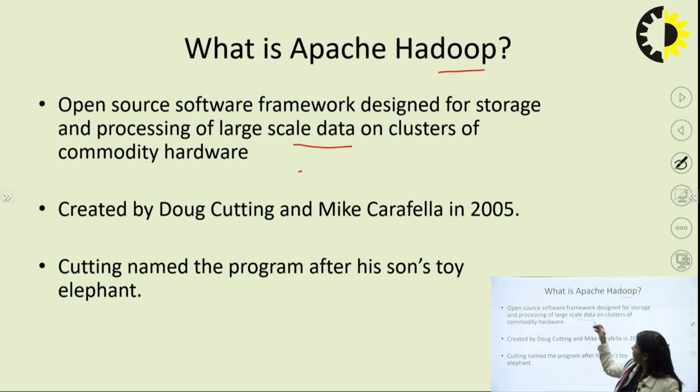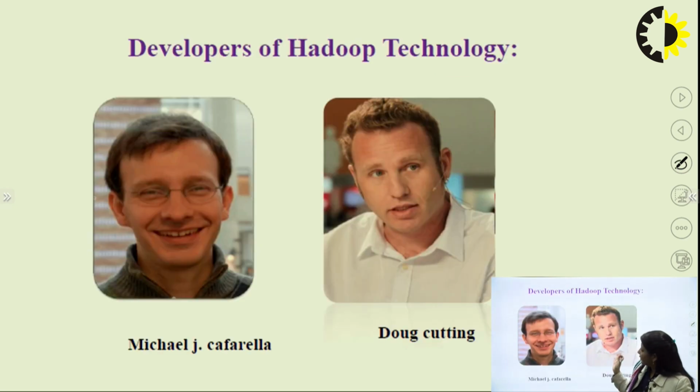So this is about Apache Hadoop, created by Doug Cutting and Mike Cafarella in 2005, and Cutting named the program after his son's toy elephant. So this is the theory about this. These are the developers of Hadoop technology.